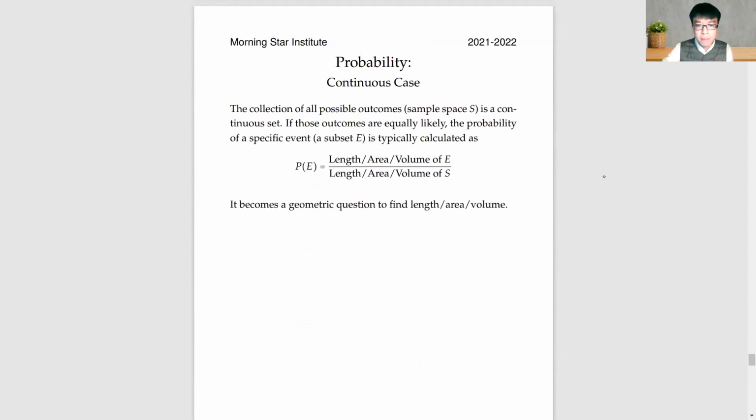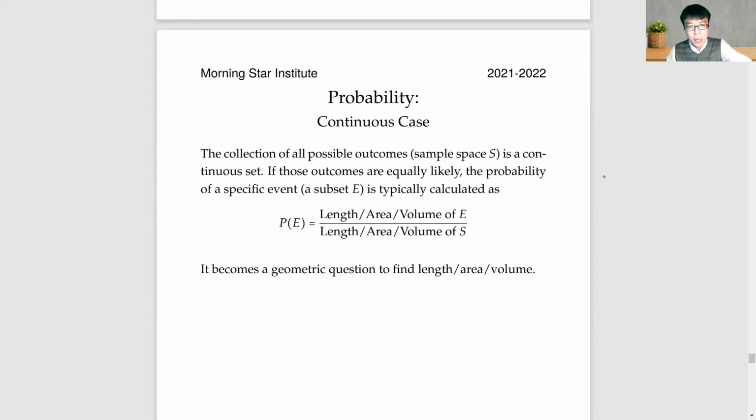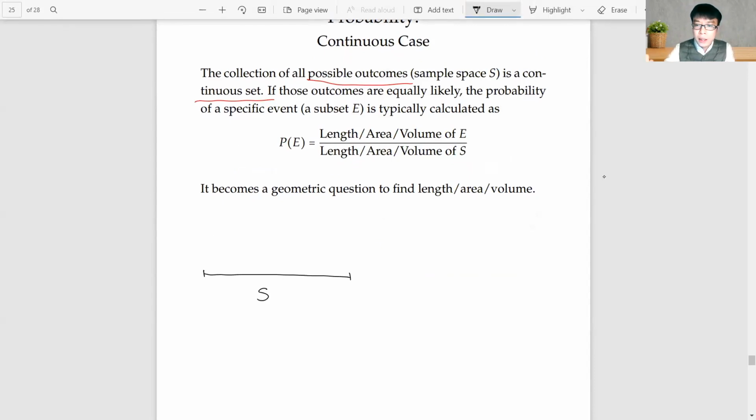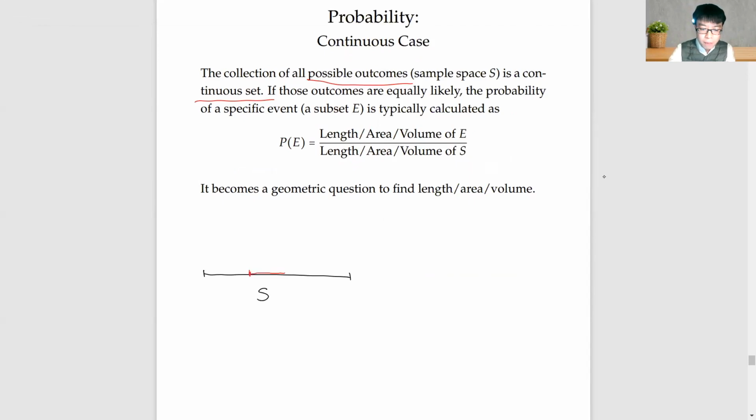All right. Finally, let me briefly mention probability in the continuous case. The idea is similar, but here the sample space is a continuous set with infinitely many points. In the discrete case, there are only finitely many scenarios, so we can just count. In the continuous case, we have infinitely many cases, so the collection of all outcomes makes a continuous set. Sometimes it's a 1D case: all possible outcomes correspond to a line segment, and the valid outcomes correspond to some other set. The probability is the ratio of their lengths.